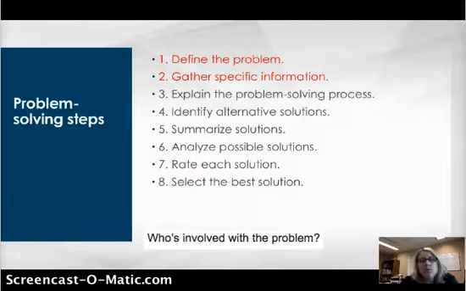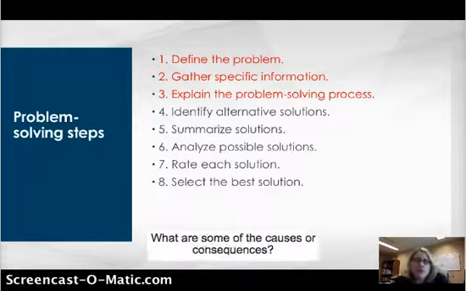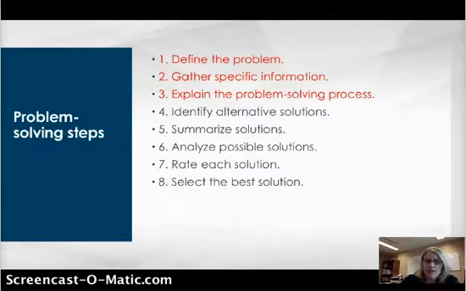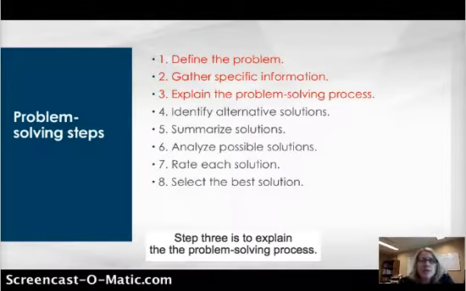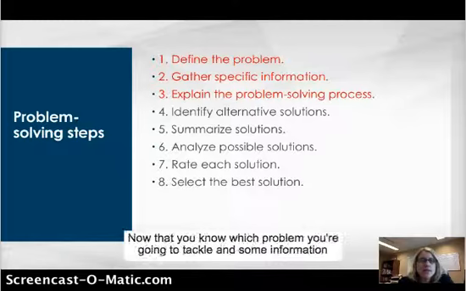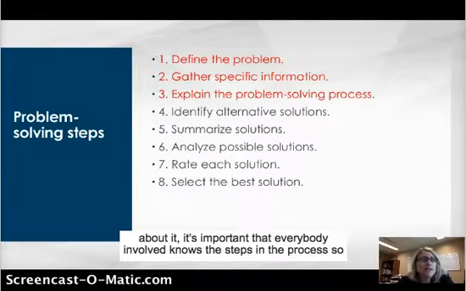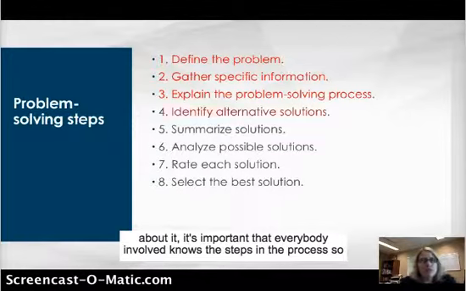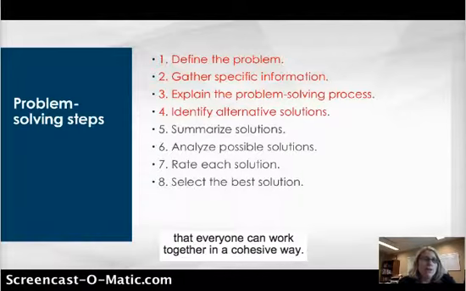Who's involved with the problem? Why might it be occurring? What are some of the causes or consequences? Step 3 is to explain the problem-solving process. Now that you know which problem you're going to tackle and some information about it, it's important that everybody involved knows the steps in the process so that everyone can work together in a cohesive way.